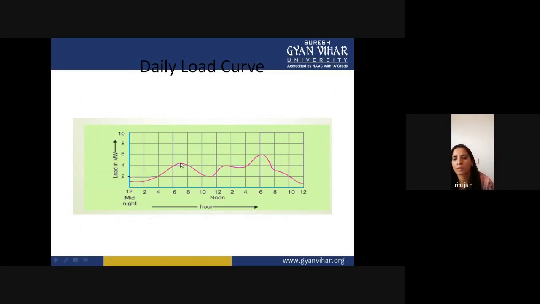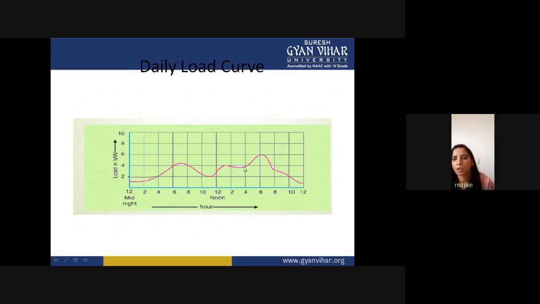After 7 o'clock, it starts to decrease, and it continuously decreases until 10. 10 to 12 is office hours, so the load is almost constant. It is not exactly constant, but it varies only a small amount. After 12 noon, it again starts increasing in summers because everyone turns on their coolers, ACs, and refrigerators. So this load is again increasing.